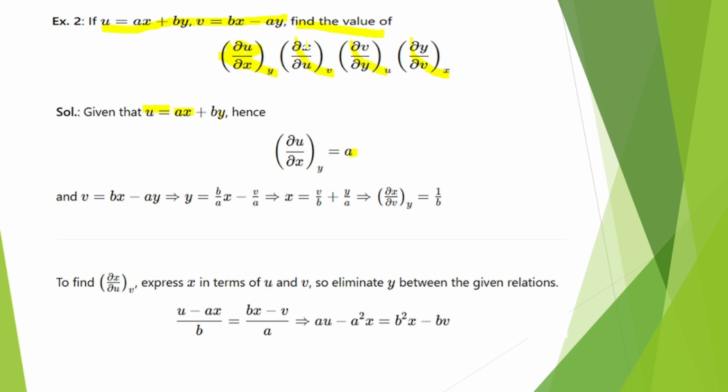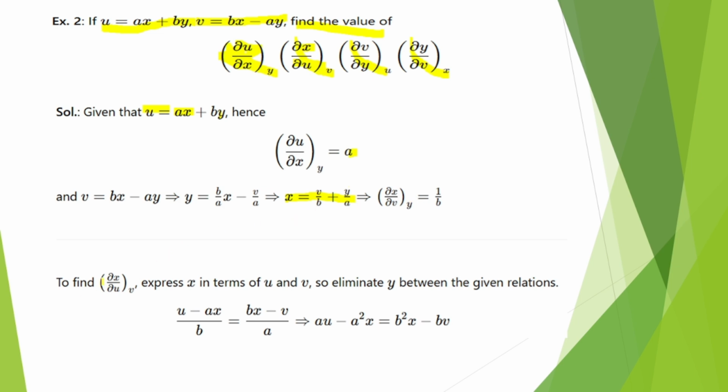Similarly, next derivative is ∂y/∂v keeping x constant, meaning we have to write y in terms of u and v. After calculating, x can be written as v upon b plus y upon a. So the partial derivative with respect to v keeping y constant is derivative of v by b, which is 1 upon b, and derivative of y by a is 0.